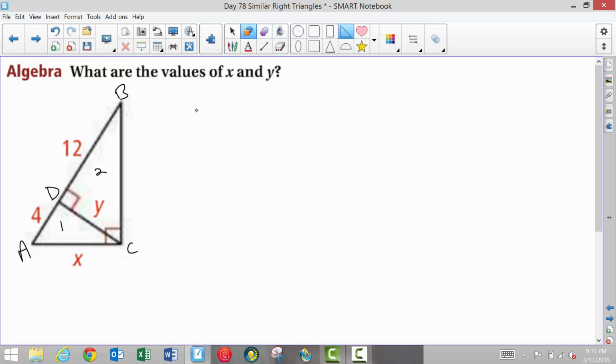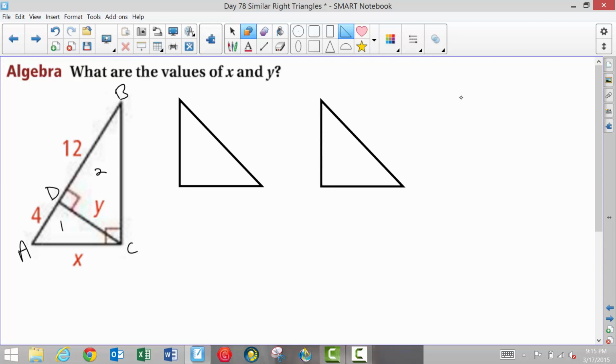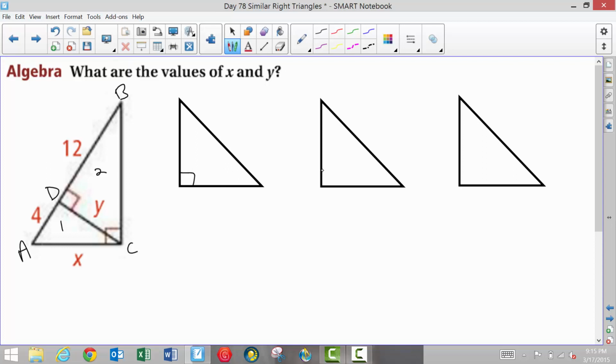So if I have 3 similar right triangles, I'm going to draw my 3 right triangles and construct my 90-degree angles. And here's the original. Here's triangle 1 and triangle 2. And remember, they're all similar. So if they're similar, they have the same ratios, and corresponding angles will be congruent.